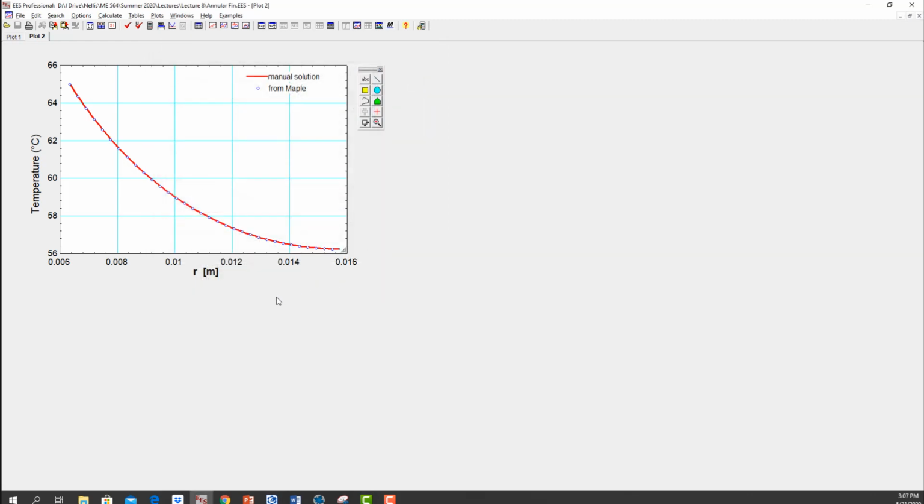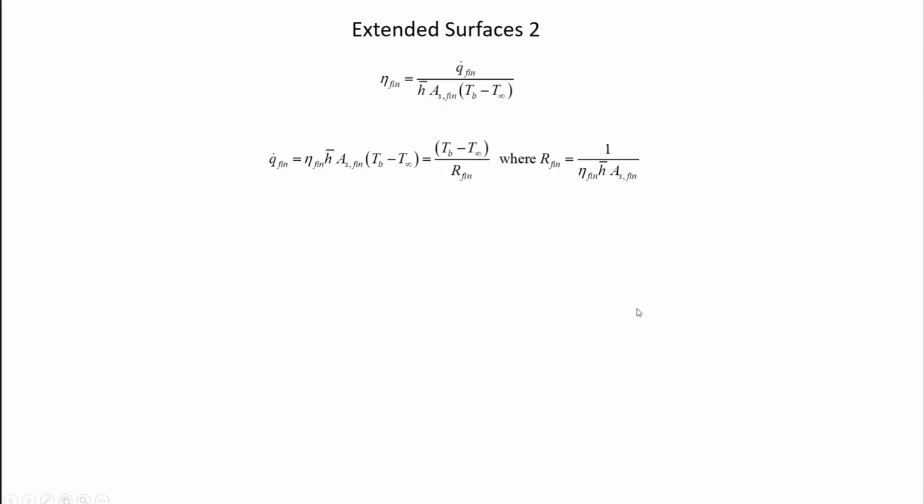Okay, one last word about fins, and that is that you can use what's called a fin resistance to take this fin solution and incorporate it into other problems that involve other heat transfer mechanisms. So if you look at this equation here for the fin efficiency, and you just solve for Q dot fin, you get this equation here. Q dot fin is eta fin times this part of the equation, which is the heat transfer from the ideal fin.